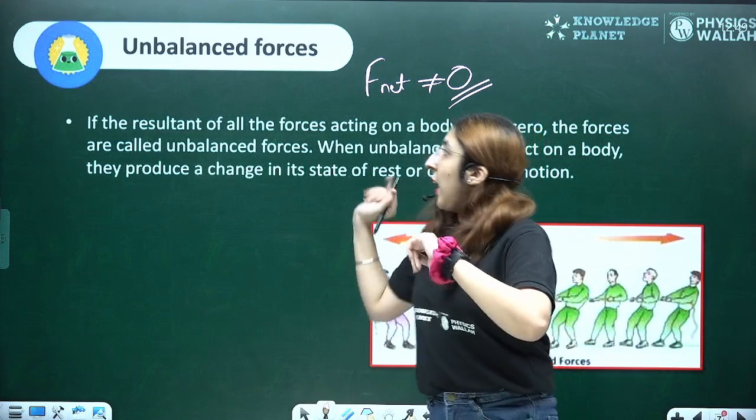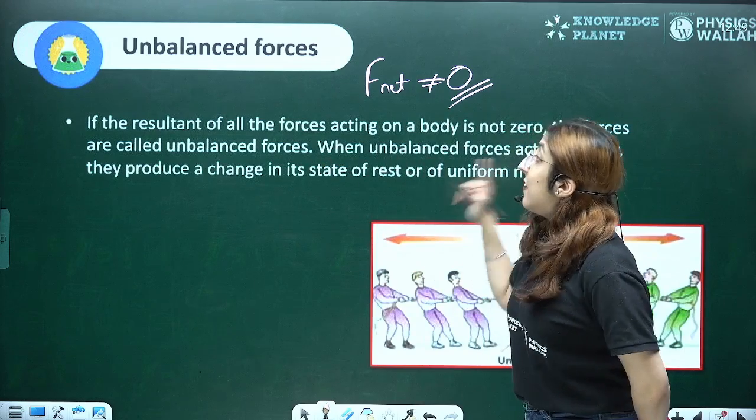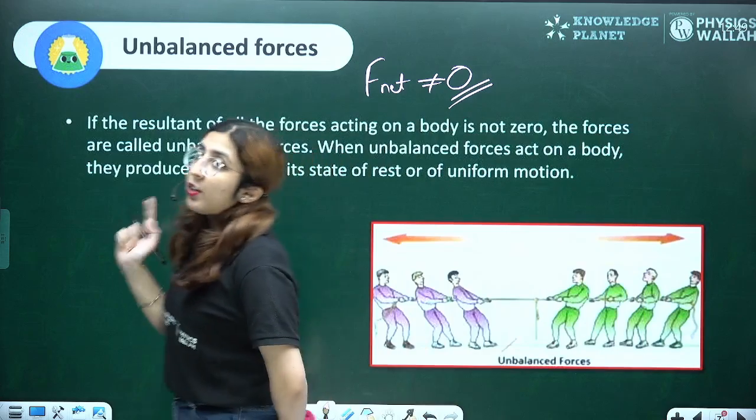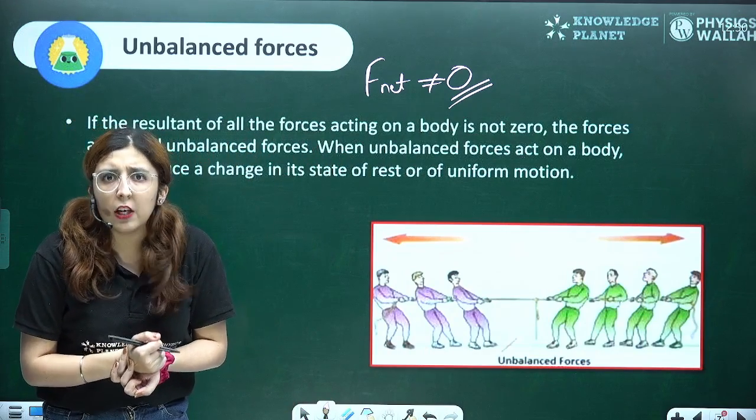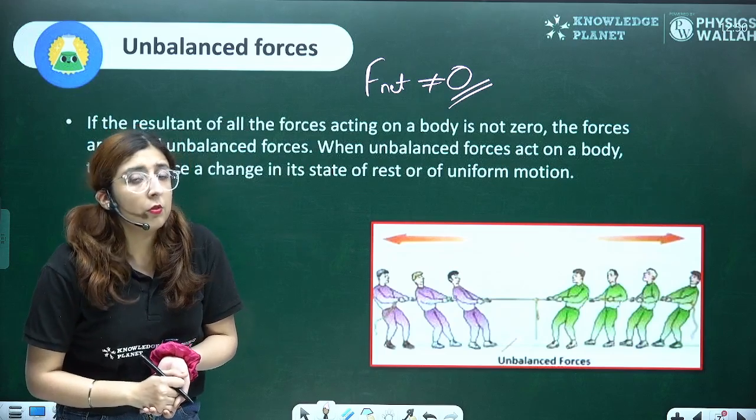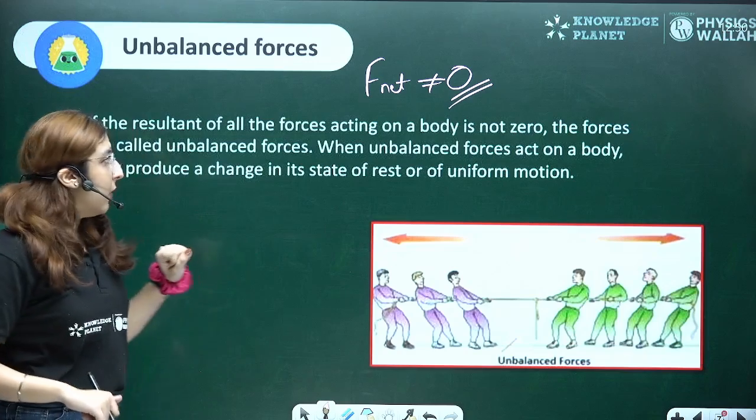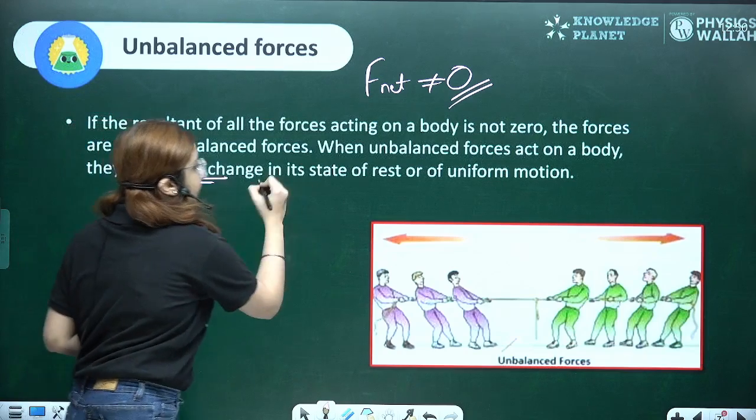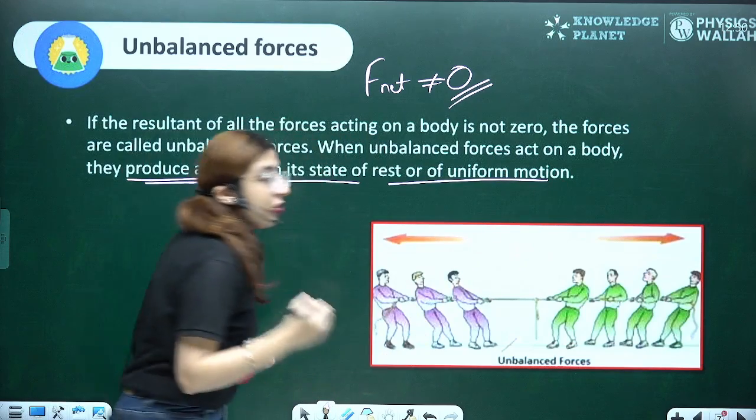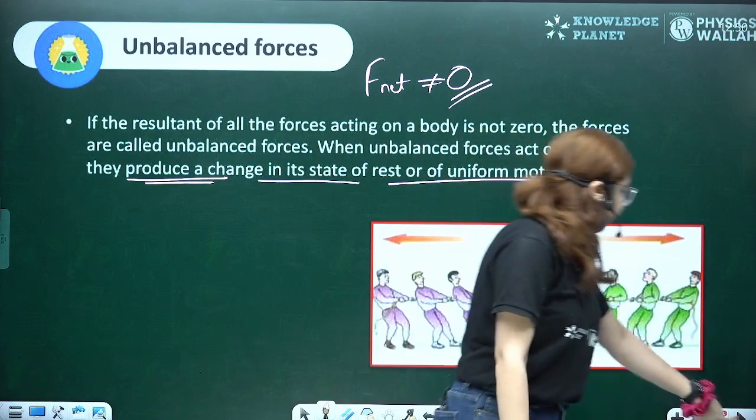So come back over here. Unbalanced forces: the resultant of the forces acting on a body is not 0. As it is not 0, F net will have a value. Certainly, the object will move. There will be some change taking place. So what type of change will take place? It will produce a change in its state of rest or uniform motion. How? Let's see.